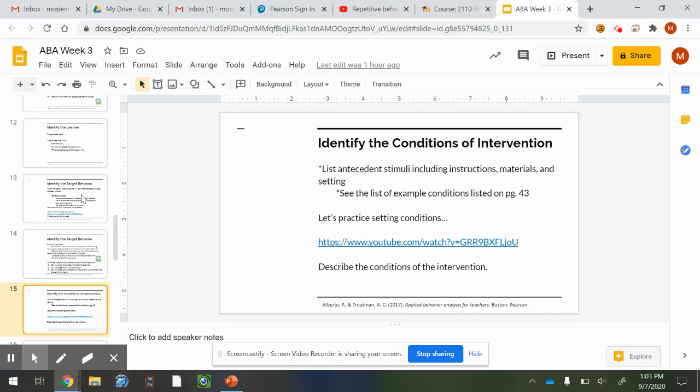Conditions of an intervention. Two weeks ago we talked about antecedent stimuli. Conditions is basically the antecedent stimuli that includes instructions given to the student, materials that they're using, the setting, and there is a good list of examples on page 43 of different conditions, so you can review those. Again, we'll practice those tonight in class.